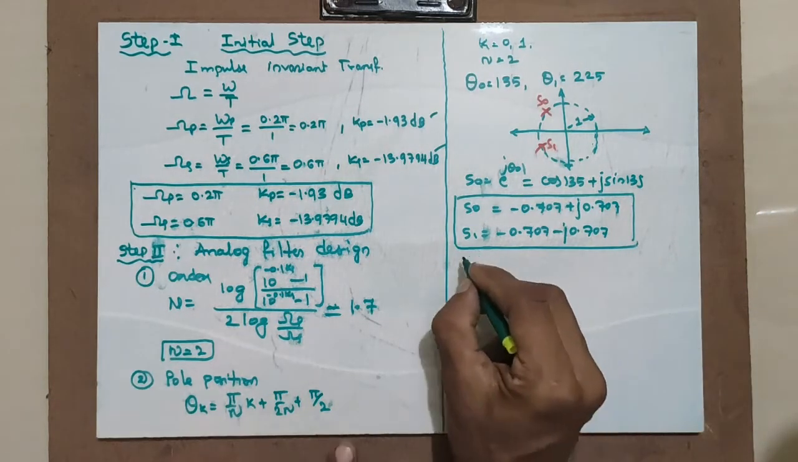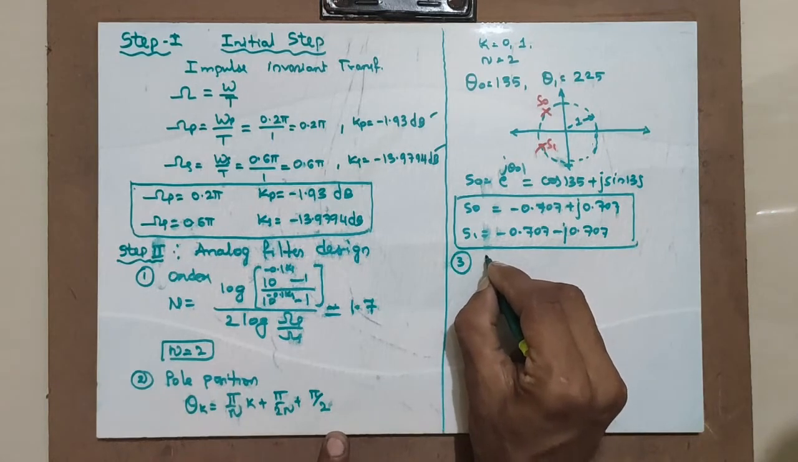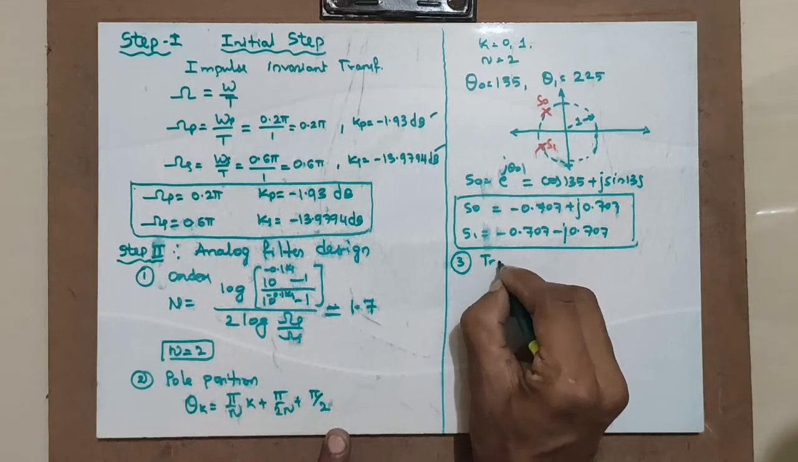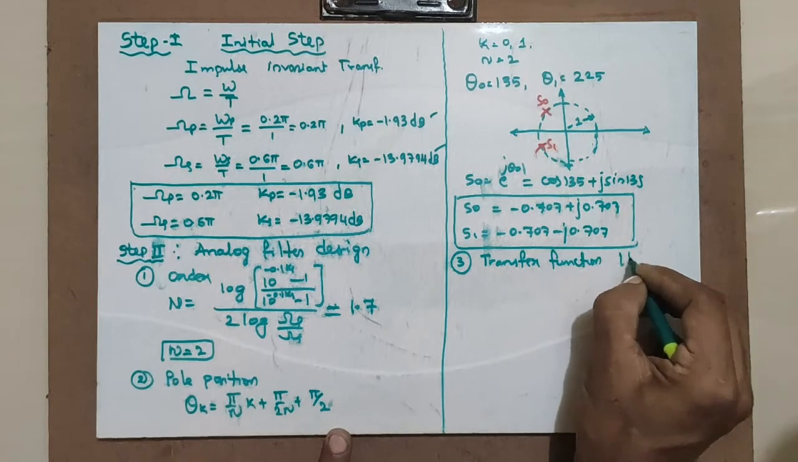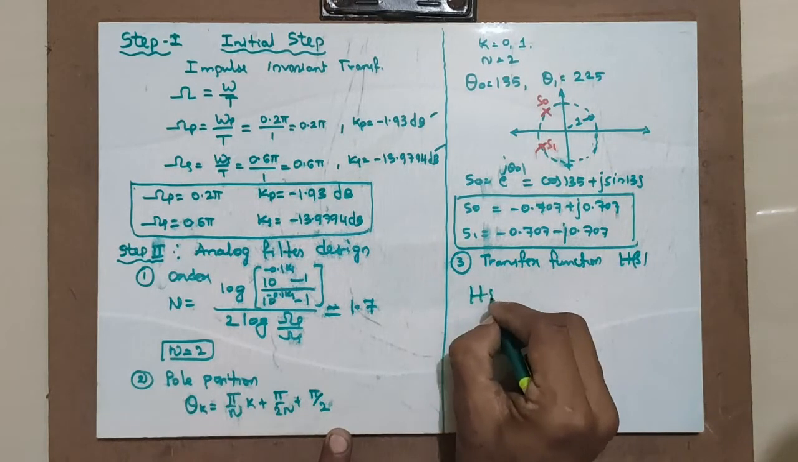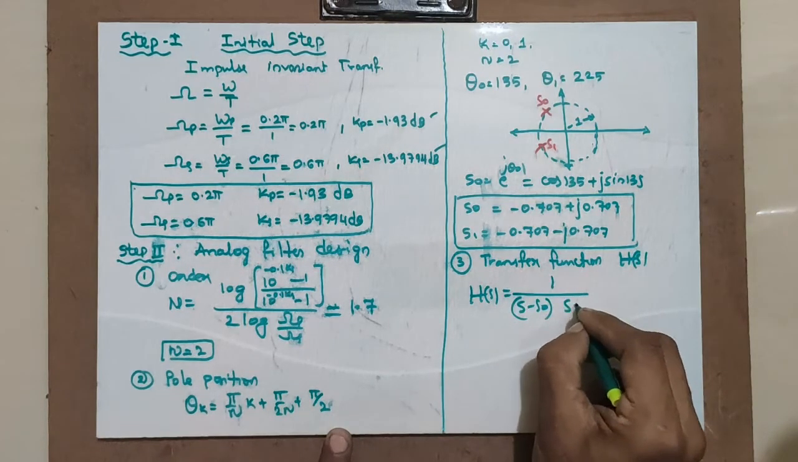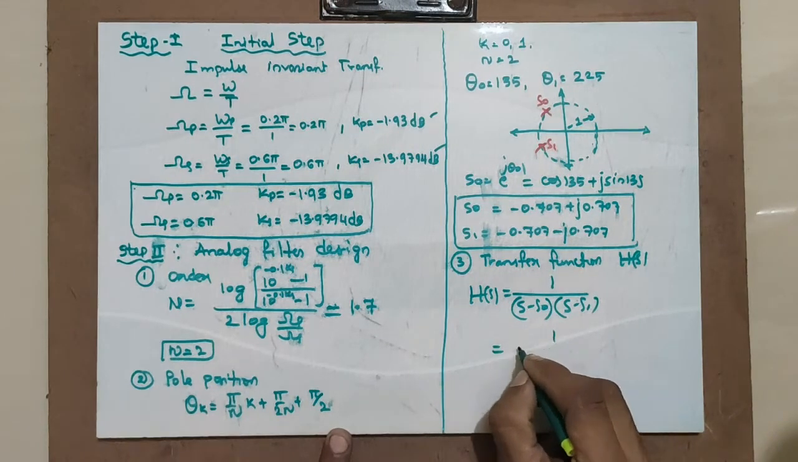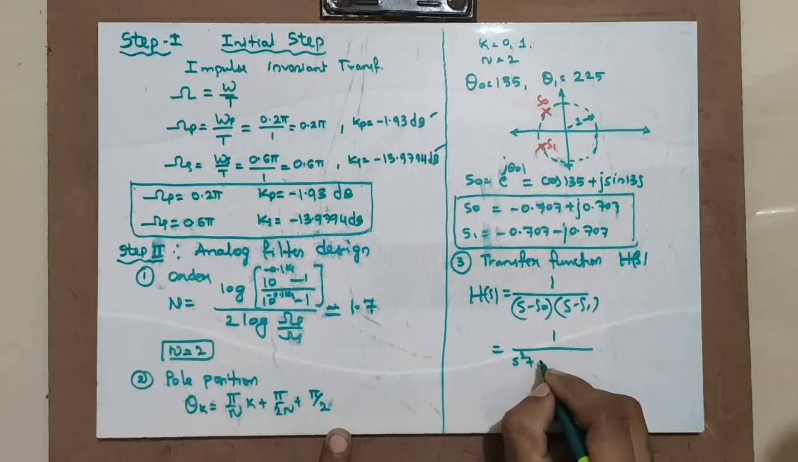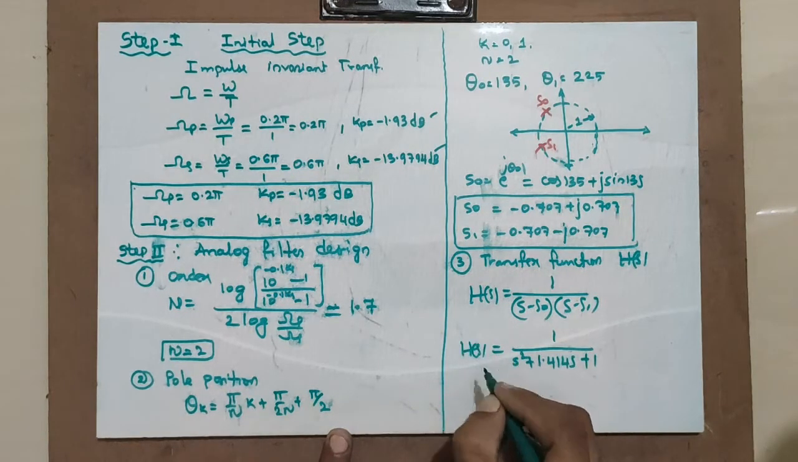What is the third step? The third step is the filter transfer function, h of s. How to find h of s? H of s is equal to 1 divided by s minus s0 times s minus s1. You have already done the second order filter, hence I will not waste any time. It comes out to be 1 by s square plus 1.414 s plus 1. This is h of s.